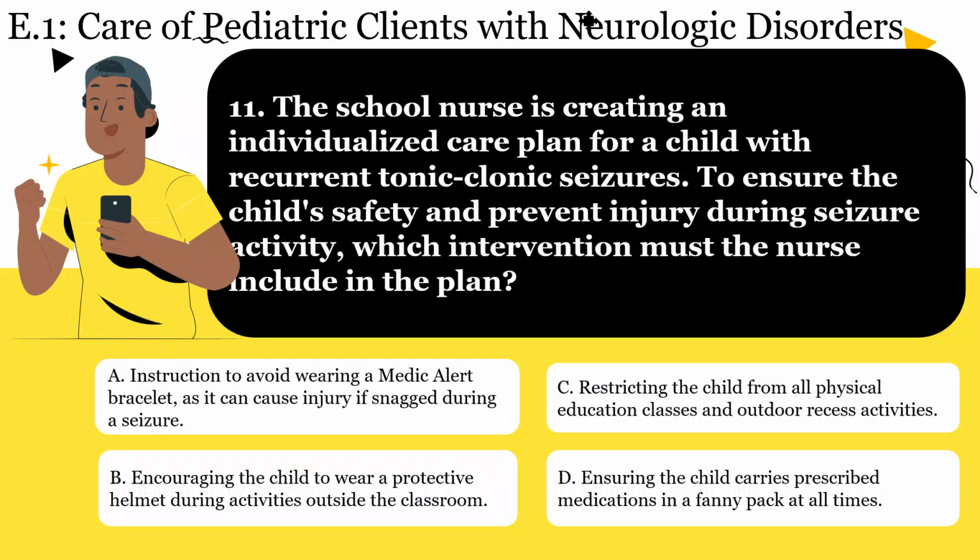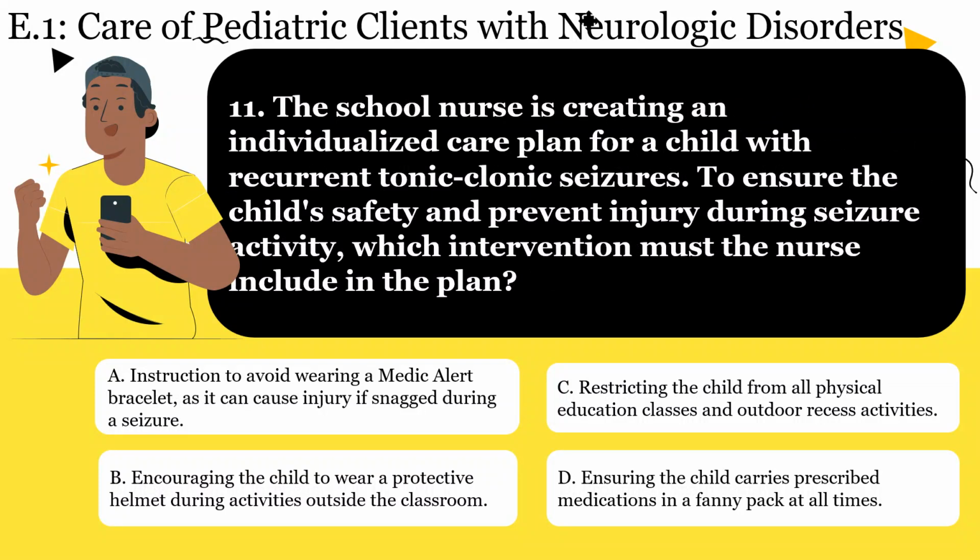11. The school nurse is creating an individualized care plan for a child with recurrent tonic-clonic seizure to ensure the child's safety and prevent injury during seizure activity. Which intervention must the nurse include in the plan? A. Instruction to avoid wearing a medical alert bracelet as it can cause injury if snagged during seizure attack. Letter B. Encouraging the child to wear a protective helmet during activities outside the classroom. Letter C. Restricting the child from all typical education classes and outdoor recess activities. Letter D. Ensuring the child carries prescribed medications in a fanny pack at all times.